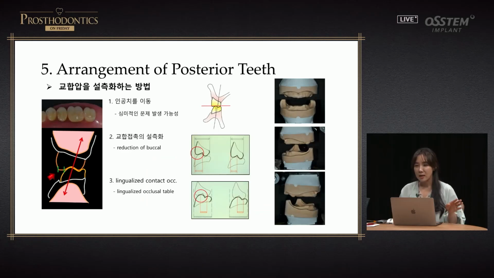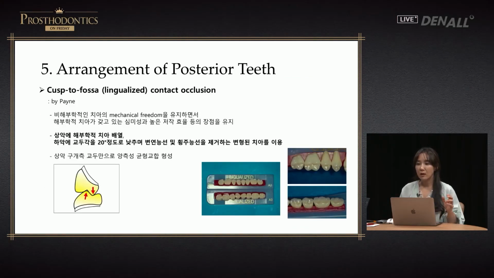As you saw before, with the resorption of the ridge, occlusion should be lingualized to use a denture in a stable way. If we move the artificial teeth lingually, that is not good. It can lead to aesthetic problems. The second method is to lingualize the occlusal contacts by reducing the buccal side to reduce the contacts. Third, teeth with lingualized contact occlusion can be used, which was a question before.